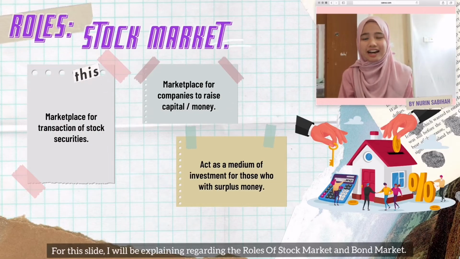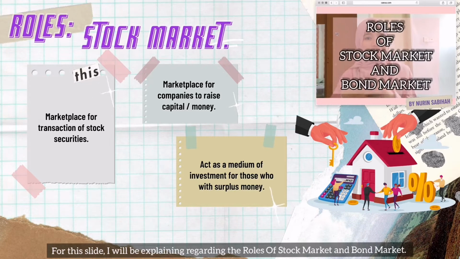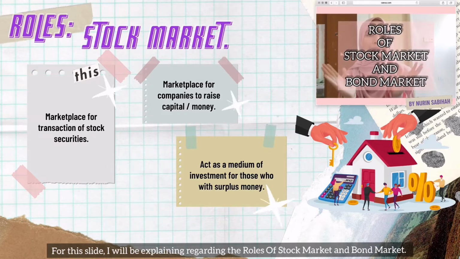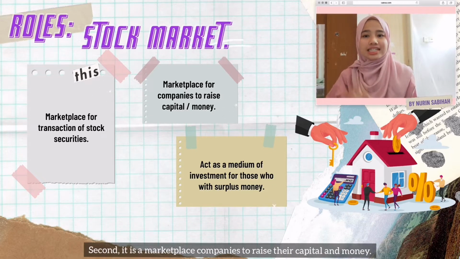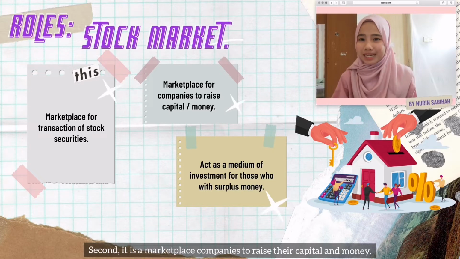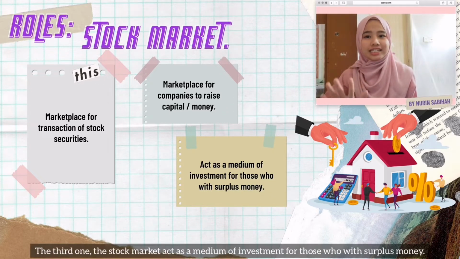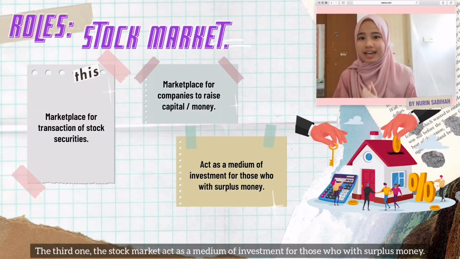For this slide, I will be explaining regarding the roles of the stock market and bond market. For the stock market, the first role is it is a marketplace for transacting stock securities. Second, it is a marketplace for companies to raise their capital in money. And third, the stock market acts as a medium of investment for those with surplus money.